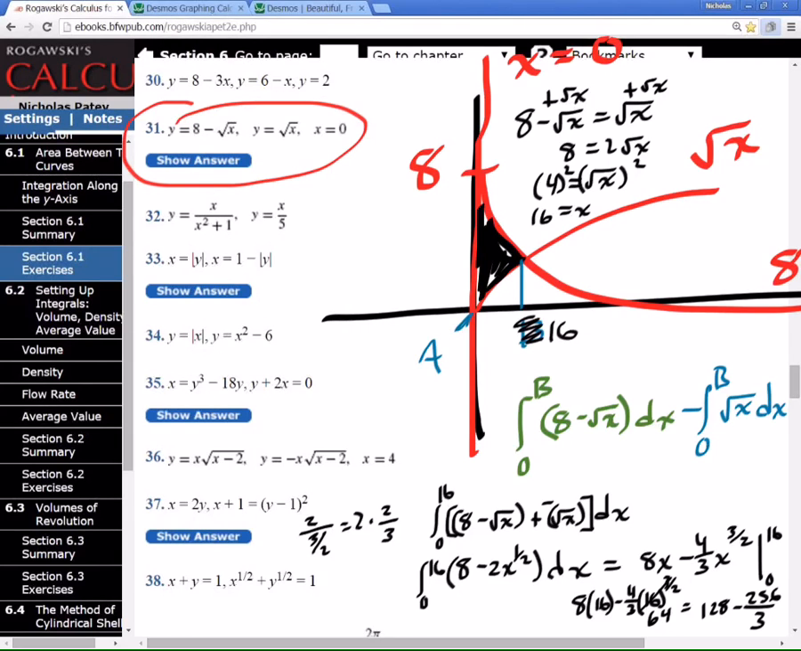Say it again. 42.67. That's the area of this little section right here.